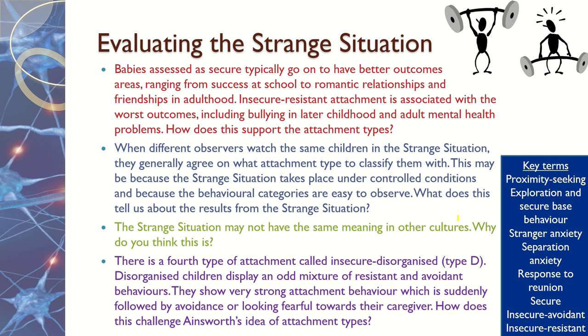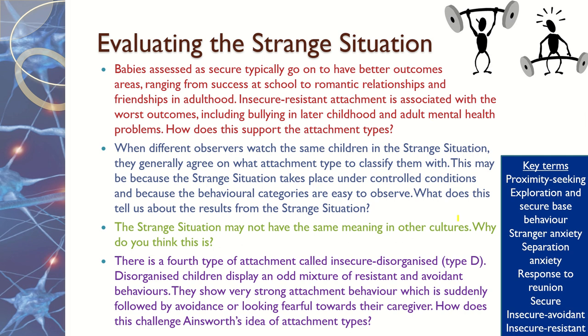Most of the time, different observers agreed with each other when classifying children into secure and insecure attachment types, because it was under controlled conditions. This suggests that there is high inter-rater reliability, so don't forget this key term. If there are two raters or two observers, you could also say inter-observer reliability. If they agree and there's a 0.8 correlation between the two, then the study has high reliability, which is really positive to see.